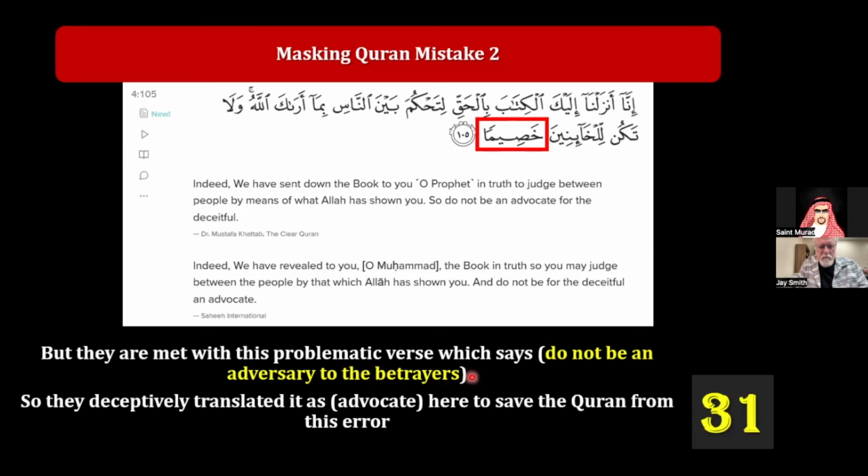So they deceptively translated it as "advocate" to save the Quran from this error. So all of a sudden, as you can see here, the Clear Quran, Sahih International and all other translations have it as "advocate" here to save the Quran, because it's saying do not be in opposition to the ones who betray you. And I will ask you, what do you think of this one?